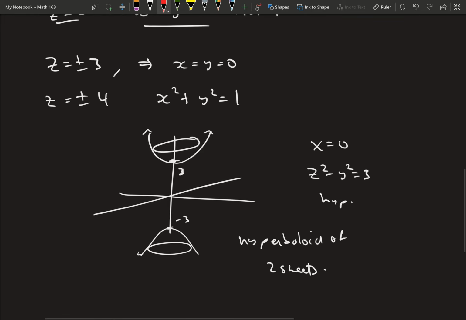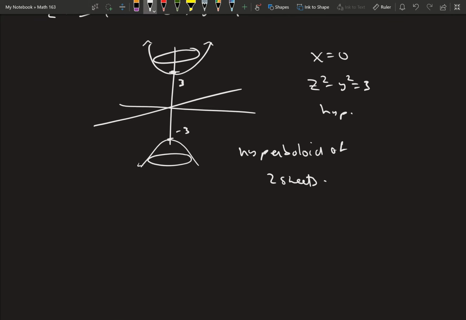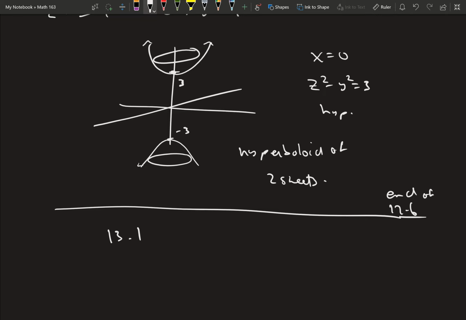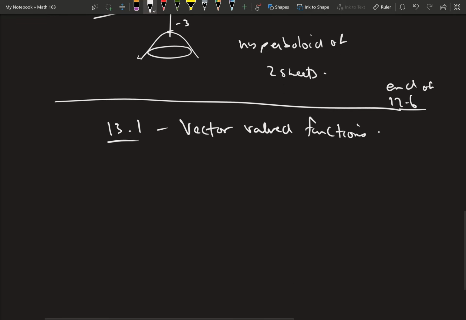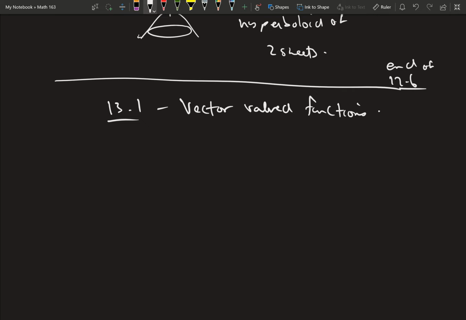Okay, so that's from last time. And that's the end of 12.6. Now 13.1. Chapter 13 is all about vector valued functions. So what is the definition of a vector valued function? We've already seen it a little bit without defining it separately.